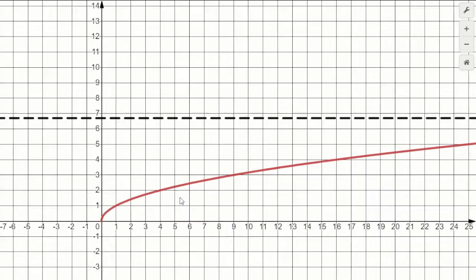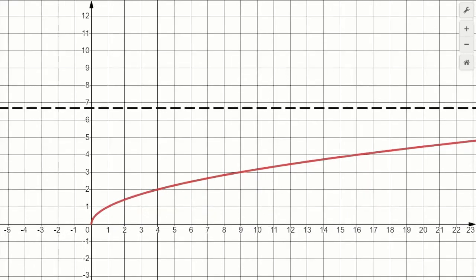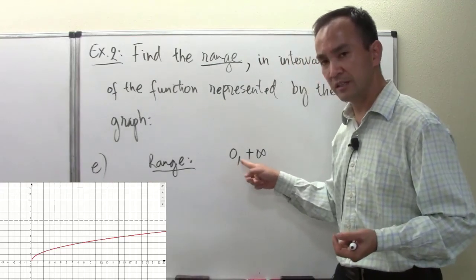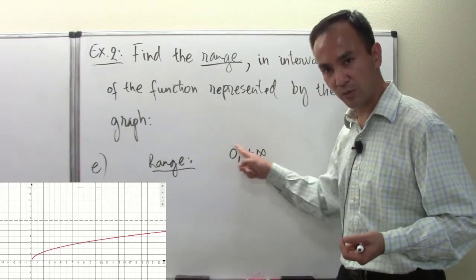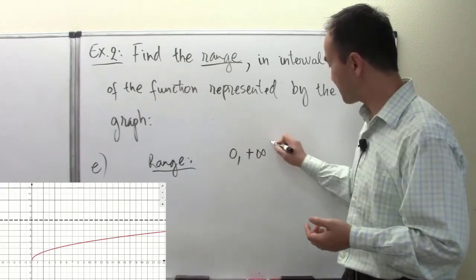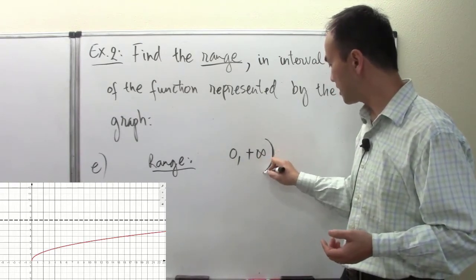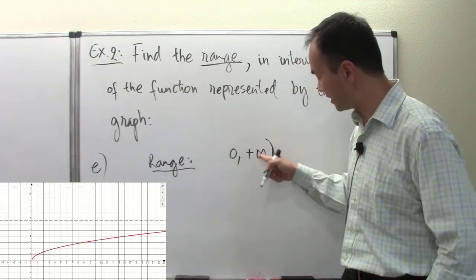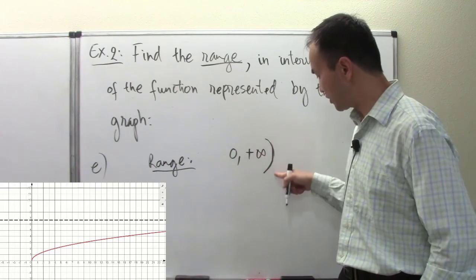So in this case, it is evident that the range has to be anywhere between 0 and positive infinity. That's why I'm having this. But this is not an "and" where we can include. That's what I meant to try to say earlier. So we have to use parentheses here.